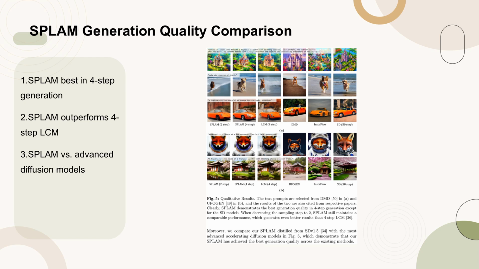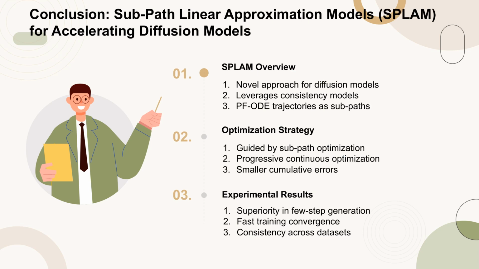In this paper, the authors propose a novel approach called subpath linear approximation models, SPLAM, to accelerate diffusion models. SPLAM utilizes the approximation strategy found in consistency models and treats PF-ODE trajectories as a series of interconnected subpaths. This approach is guided by the optimization direction charted by each subpath, enabling progressive and continuous optimization of the approximated learning objectives. This results in the construction of denoising mappings with smaller cumulative errors. Additionally, the authors develop an efficient distillation procedure for SPLAM to incorporate latent diffusion models. Extensive experiments on LAION, MS COCO 2014, and MS COCO 2017 datasets consistently demonstrate the superiority of SPLAM over existing accelerating diffusion approaches in few-step generation scenarios, with fast training convergence.